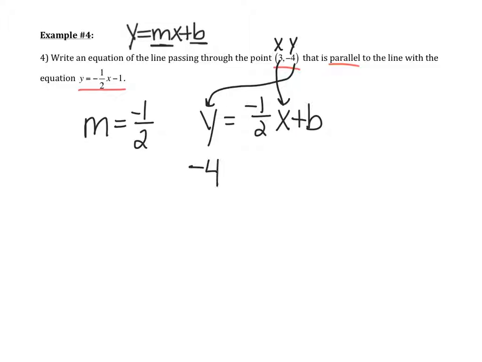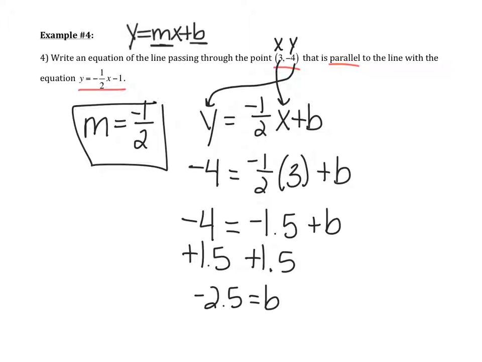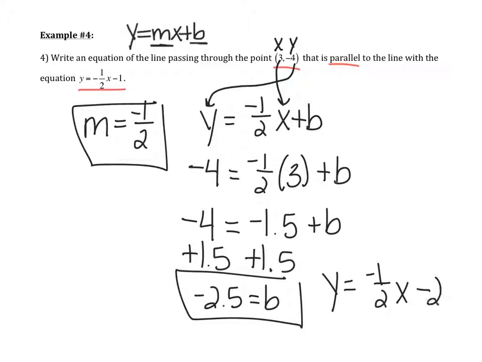So I'd have -4 equals -1/2 times 3 plus b. So I'd have -4 equals half of 3 is 1.5, and in this case it'd be -1.5 since it was a negative times a positive. I would add 1.5 to both sides. -4 plus 1.5 would be -2.5. So there's my b value. I have my m. I have my b. So my final step would be to write the equation y equals -1/2 x minus 2.5.